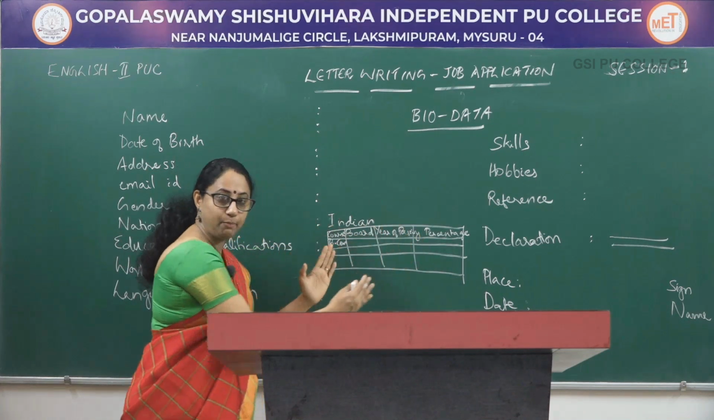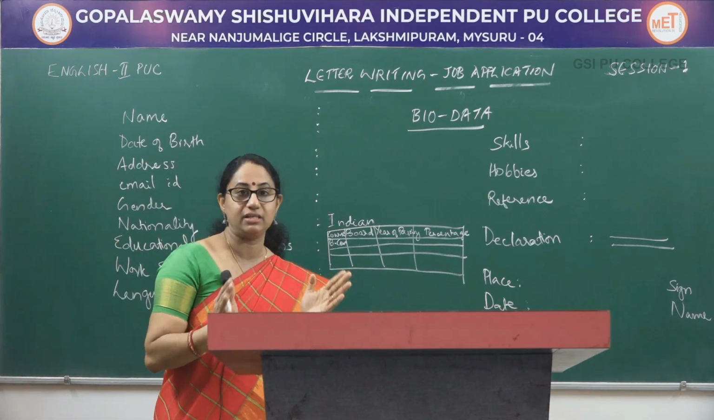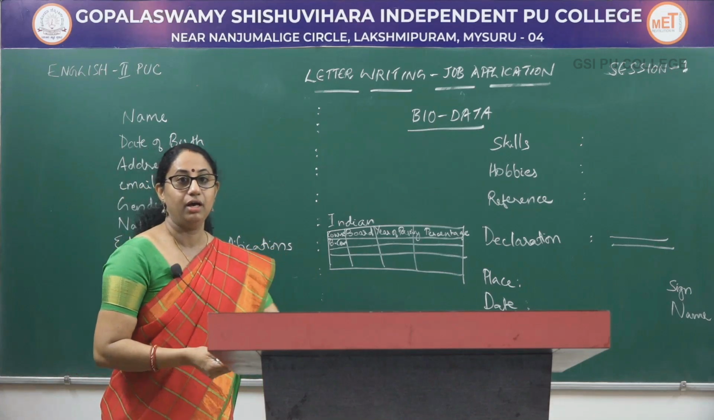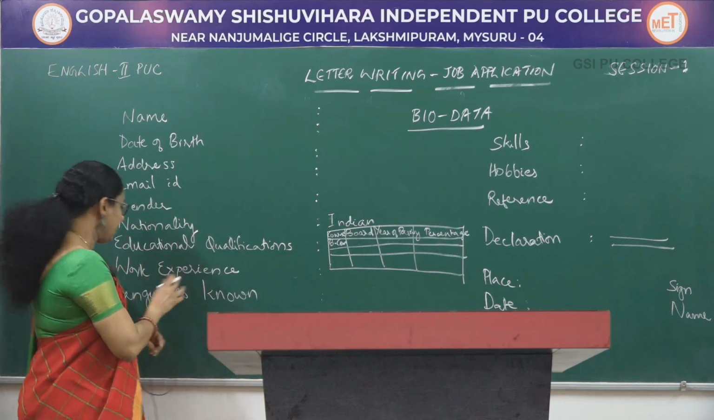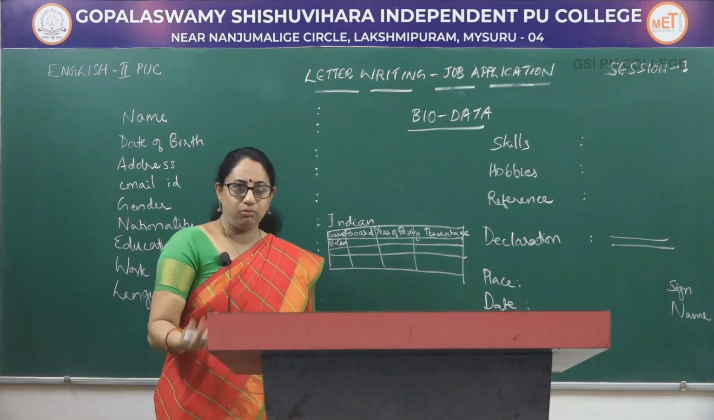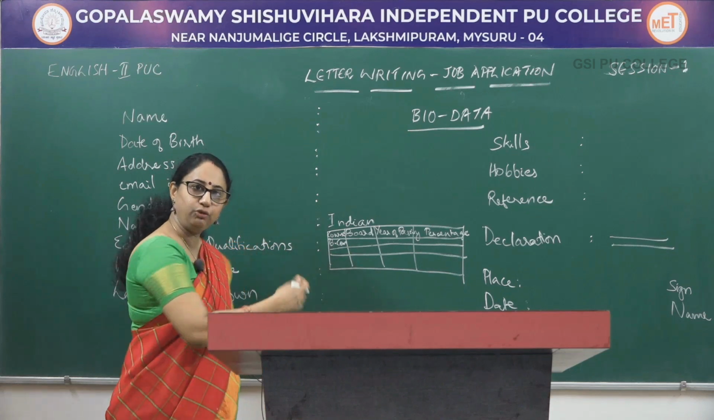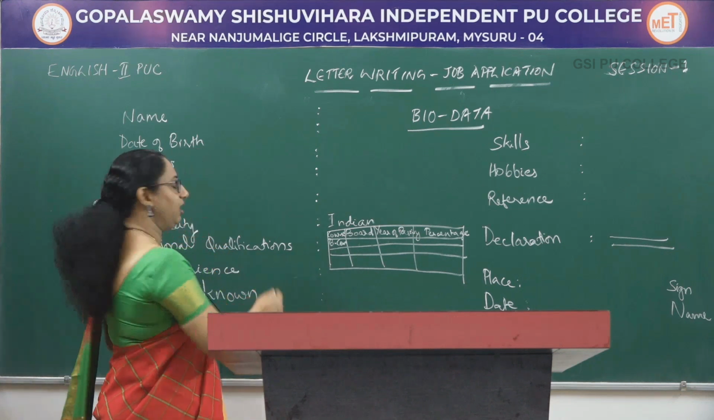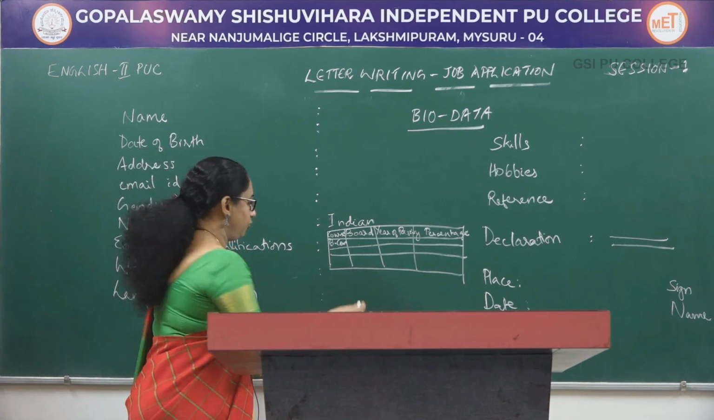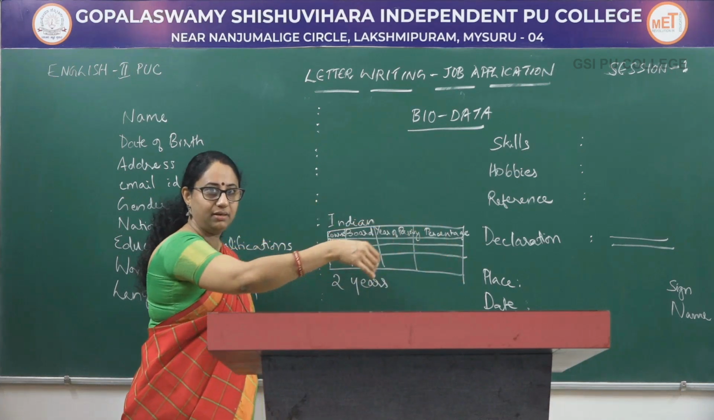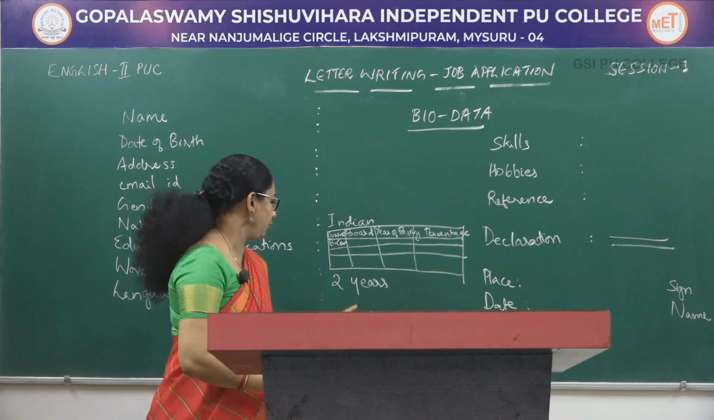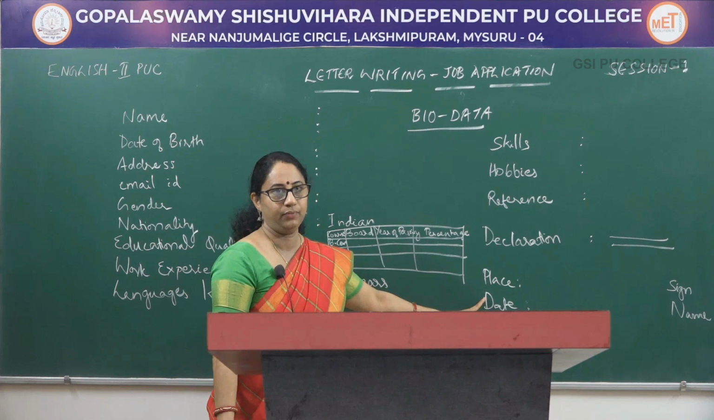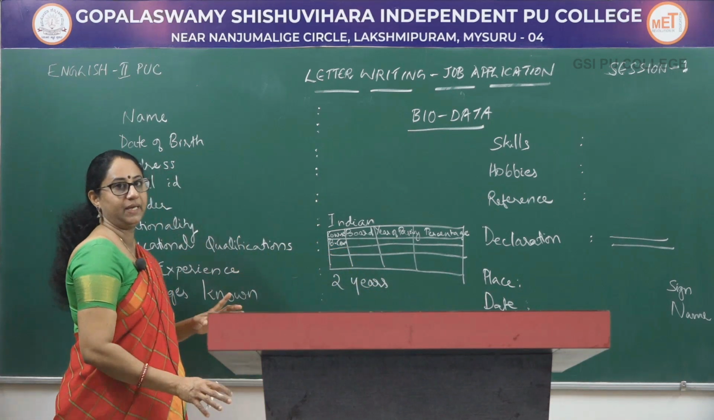So if you write it in a box, the advantage is that it sums up your entire academic qualifications. It's easy for the employer to understand it at a glance. Then comes work experience. See, if you don't have experience, you can just leave that blank. You need not mention anything. But it's always better to write work experience. So here, under work experience, you can write 2 years as an accountant in such and such organization. 2 years as an accountant in L&T, Mysuru, you can mention. So that sums up your work experience.